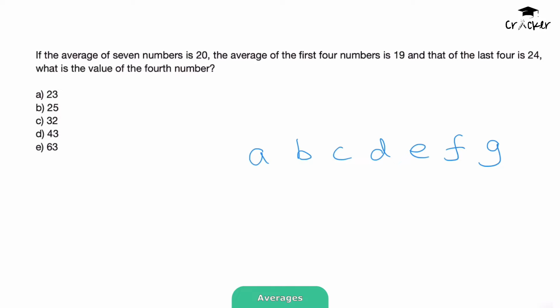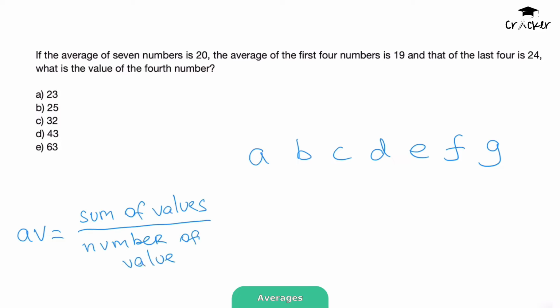To solve the task, it is important to remember that an average is the sum of values divided by the number of these values. Using this, we calculate the total sum for each group. The total sum of all 7 numbers is 20 times 7 equals 140.